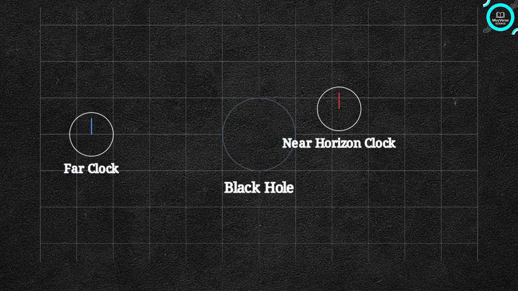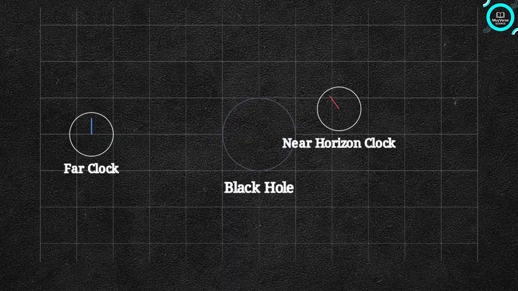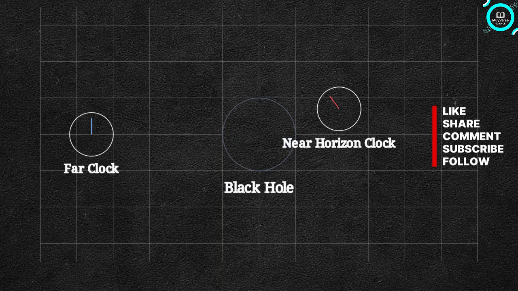This is gravitational time dilation. Time slows down in stronger gravitational fields. The warped grid shows how space-time is curved around the black hole, and the different ticking rates show how time itself flows differently depending on gravitational strength. Far away, time runs normally. Near the event horizon, it slows dramatically.